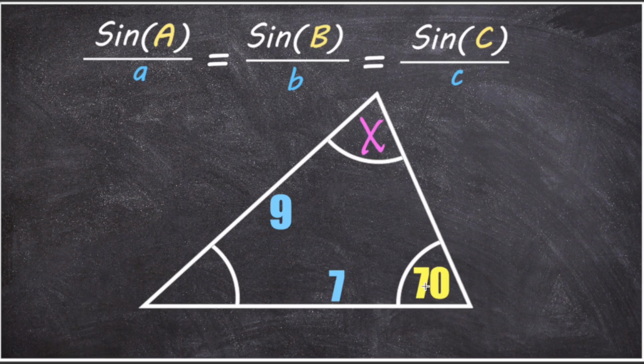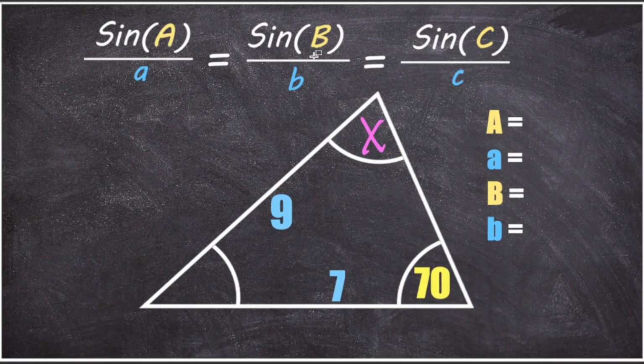Now we have two given angles and their respective opposite edges. I'll use the sine A and sine B parts of the equation. So let's assign the variables in the sine rule equation with the values from the triangle. We'll give the angle A the value x. Lowercase a has to be the opposite edge, which is 7. Then the angle B will be 70 degrees. And the lowercase b has to be the opposite edge, which is 9.